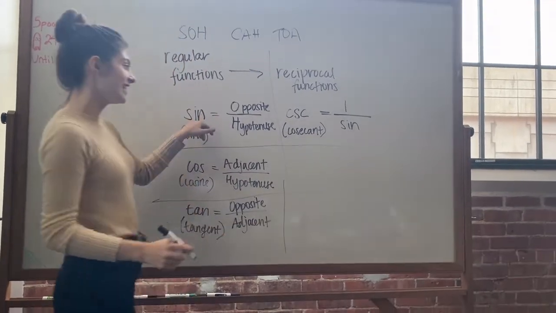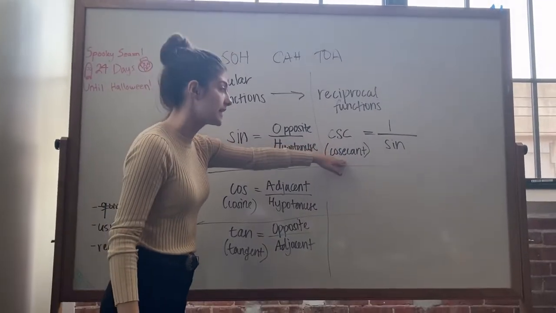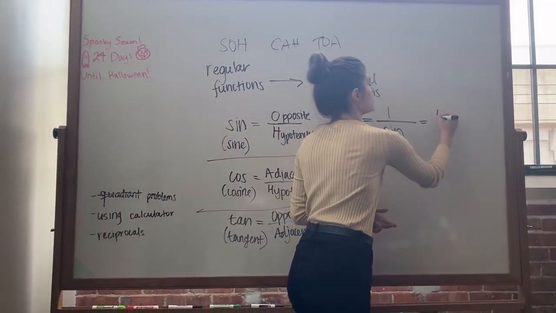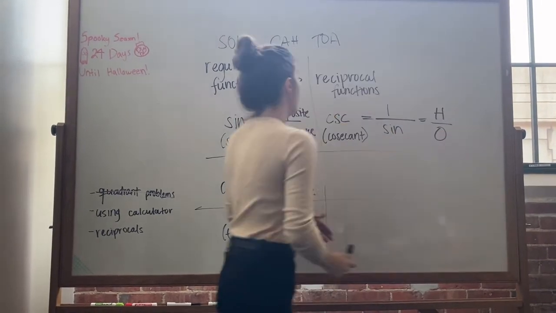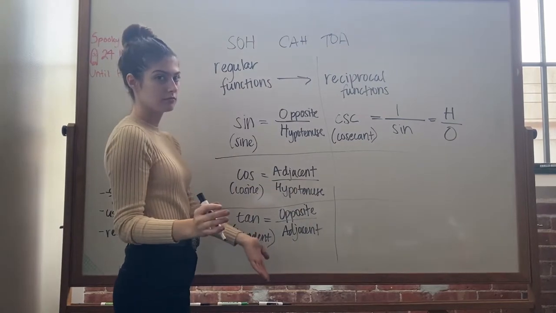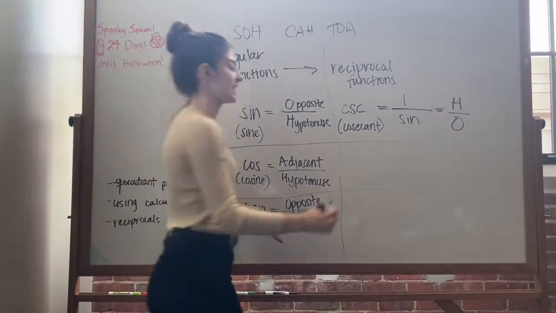So if sine is opposite over hypotenuse, cosecant is just hypotenuse over opposite. It's just h over o. It's just flipped. Yeah? Now same thing goes with cosine and secant.